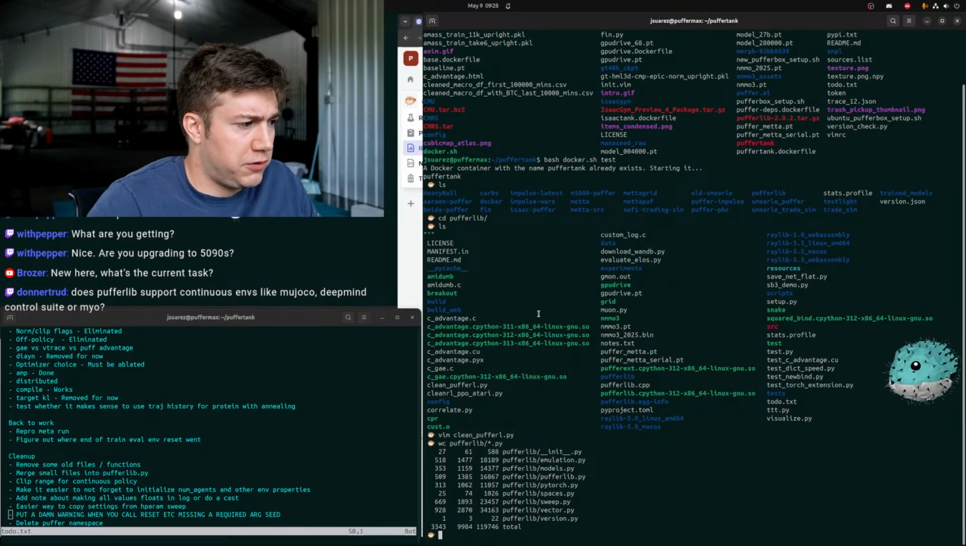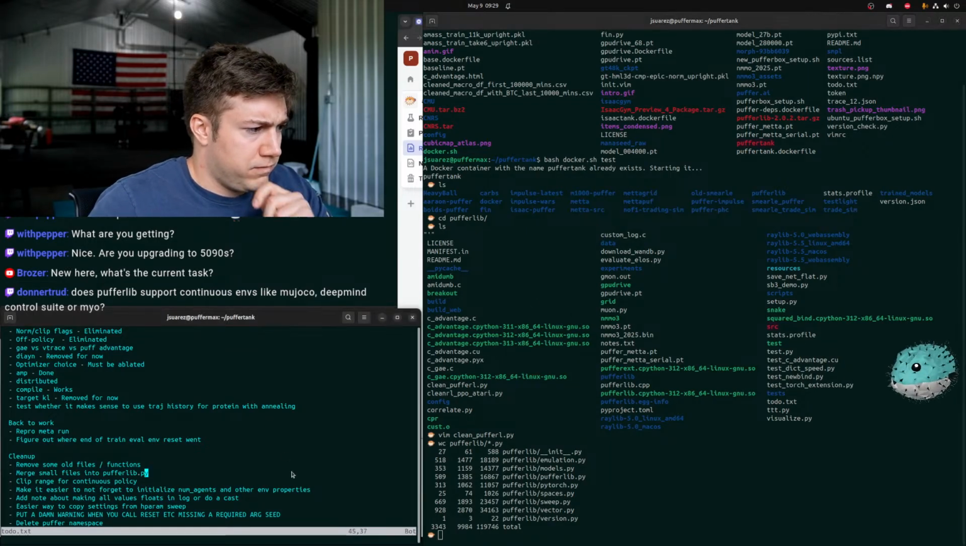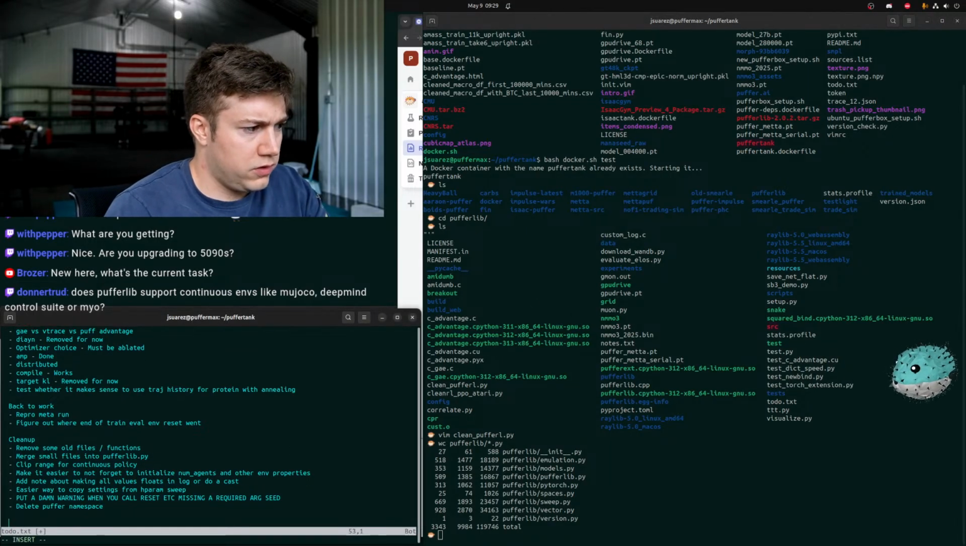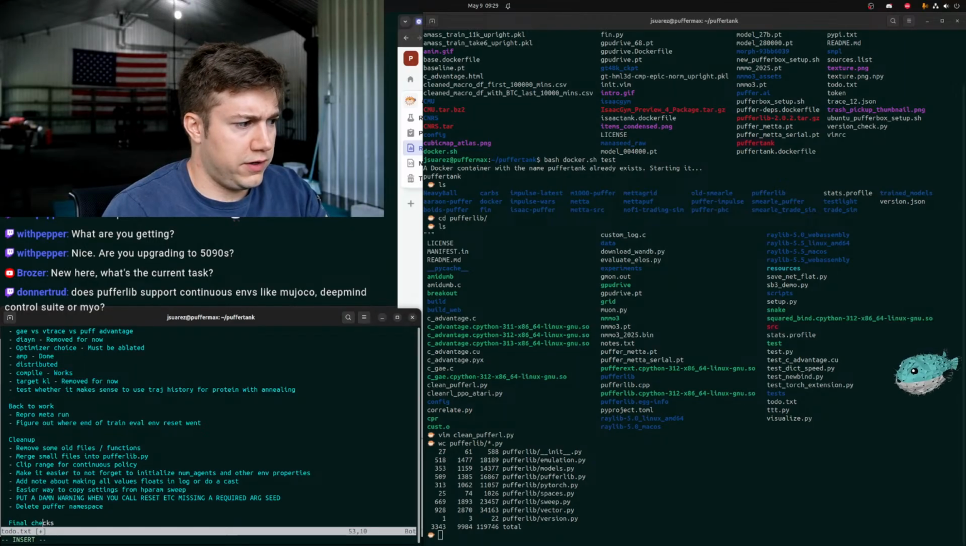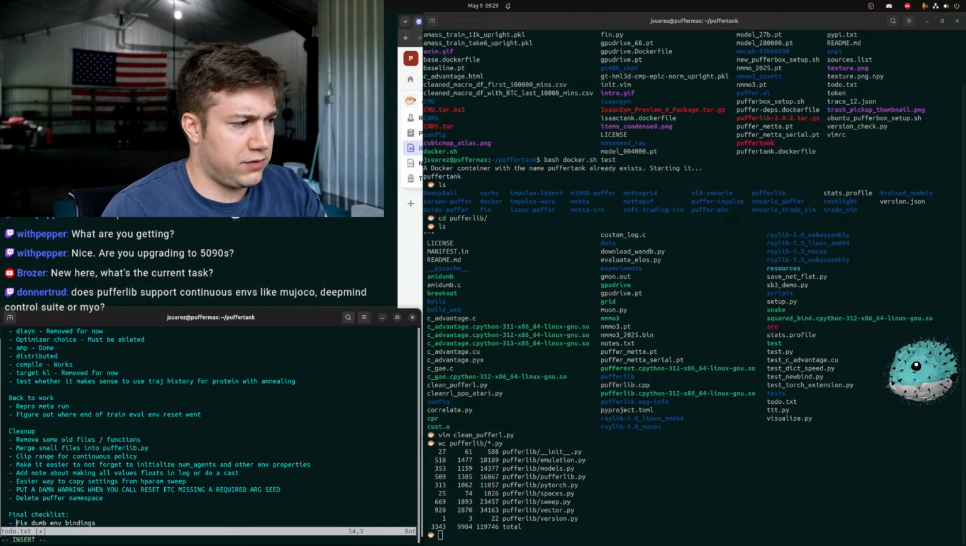Flip range for continuous policies. Make it easier to not forget to initialize num agents. Yeah, there are a few quality of life things, I think mainly in the new env API. But those are all pretty quick and straightforward. So really, final checklist.